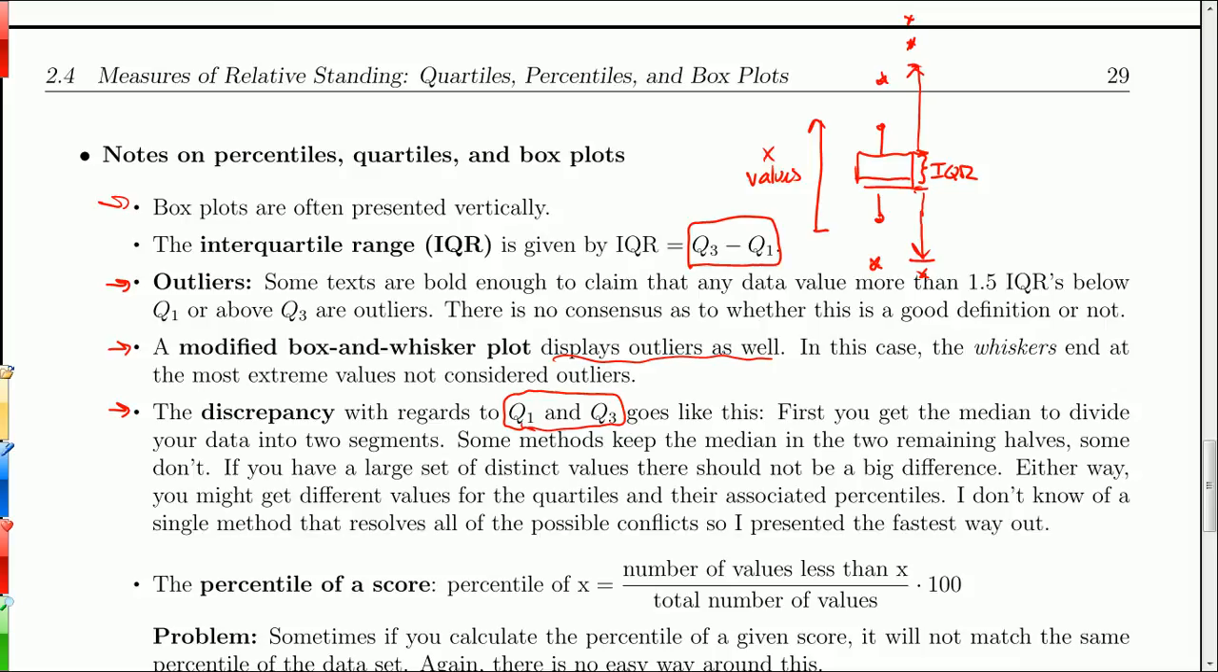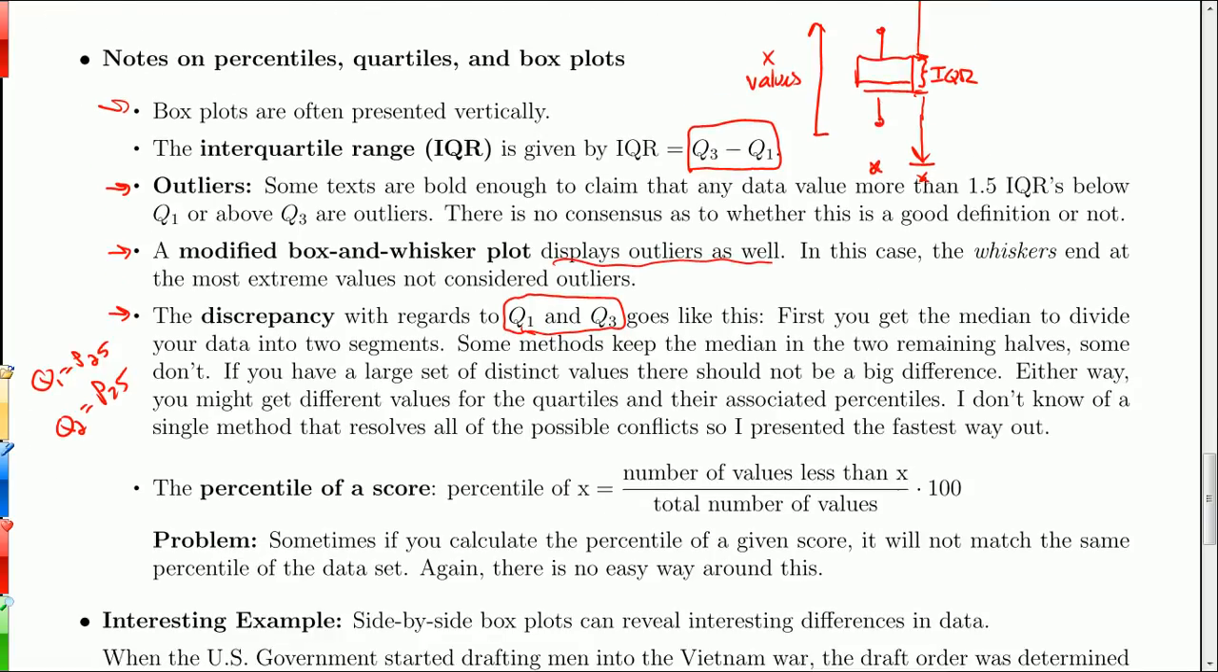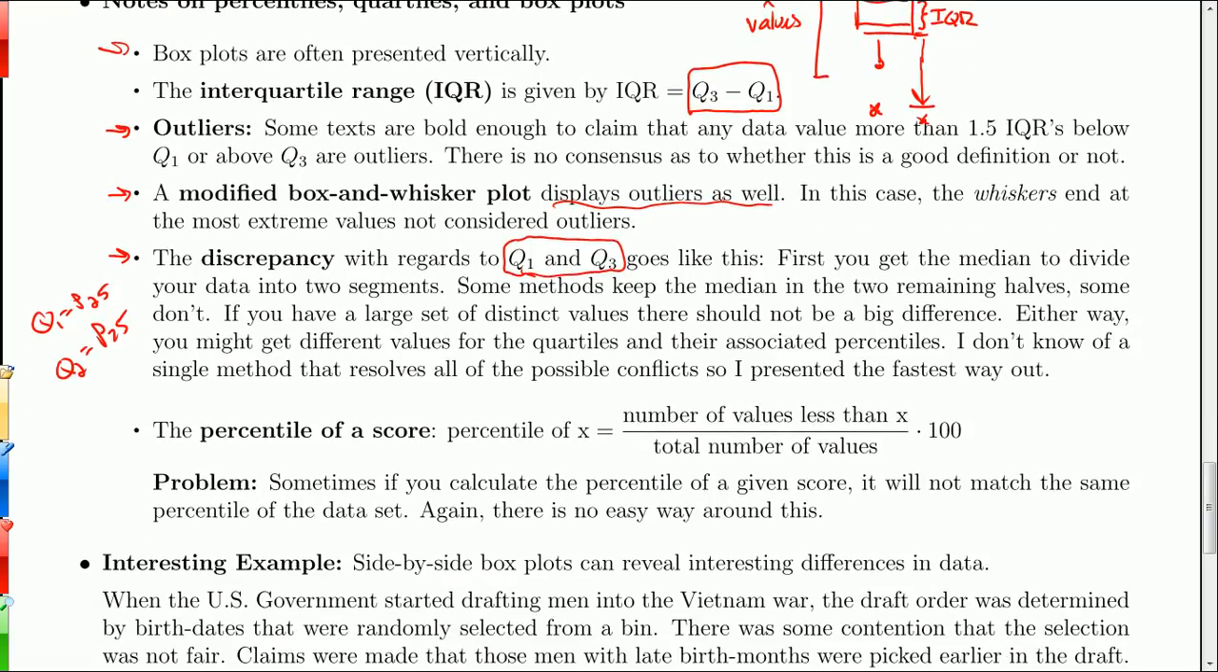There's no complete agreement on that, so that's why I took the shortcut and said, let's just go with Q1 equals P sub 25, because we know how to do that, and Q sub 3 equals P sub 75. As long as you have a large set of distinct values, those things shouldn't be too far off, no matter whose method you use.